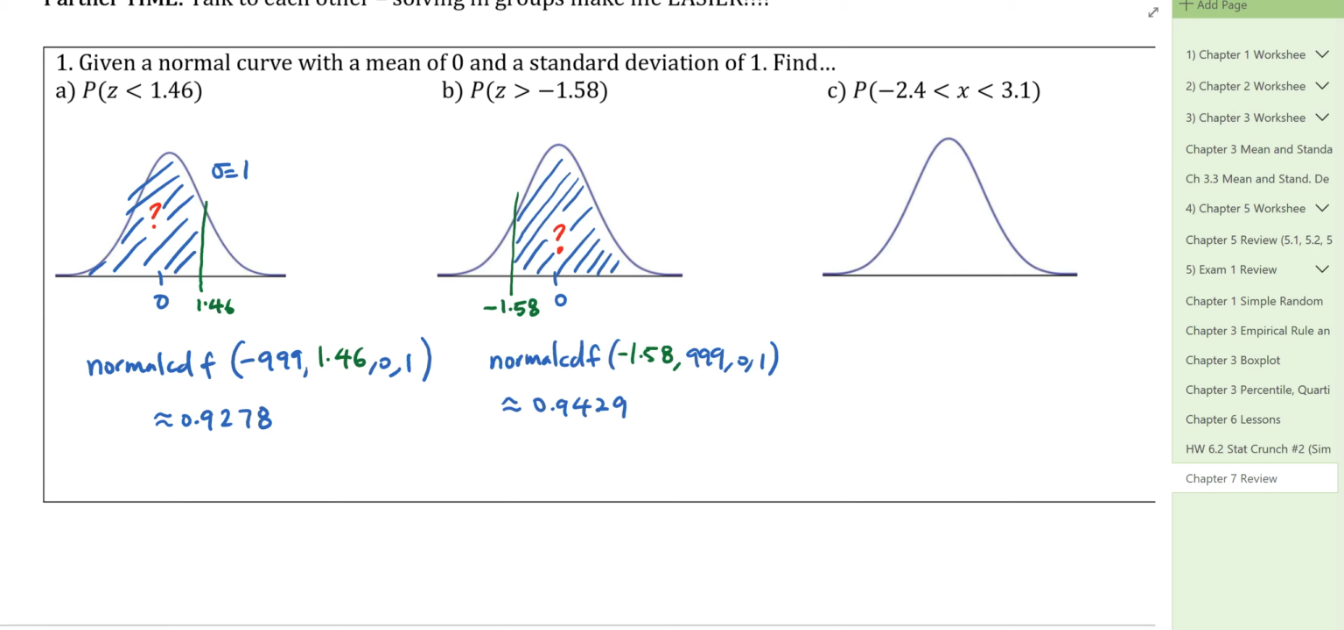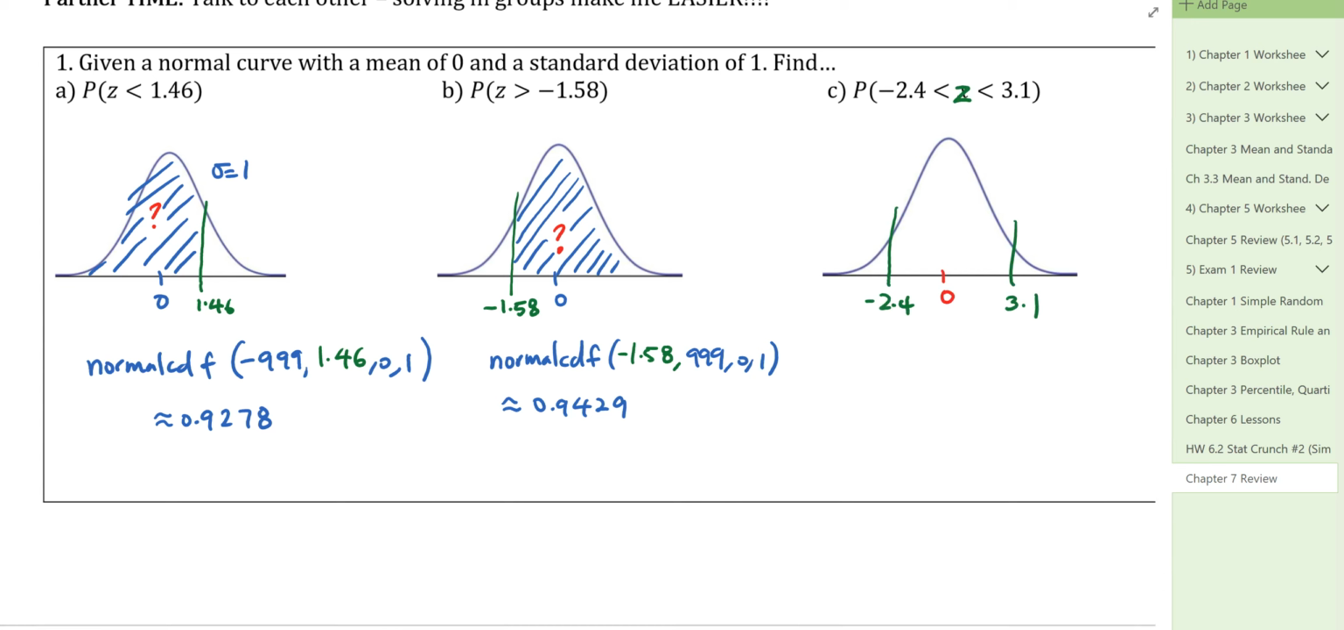All right, let's do the next one. Now I want to find the area between negative 2.4 and 3.1 here. Now instead of using x, we use z, because we're talking about a normal z curve. Let me draw it. So again, the middle is 0. Let me put a red here. This is 0. So negative 2.4 should be on the left. Positive 3.1 should be on the right.